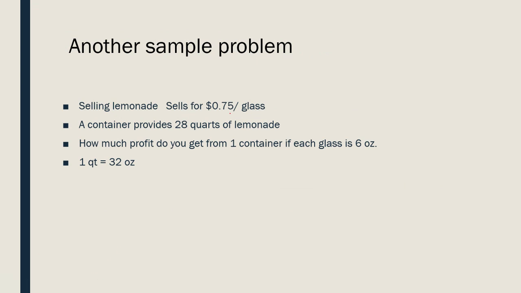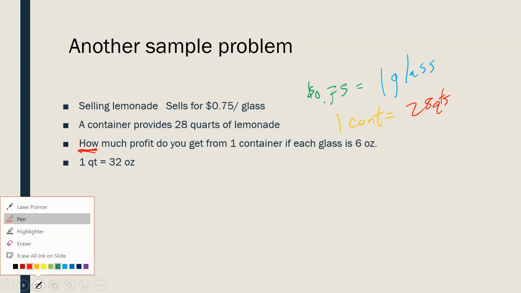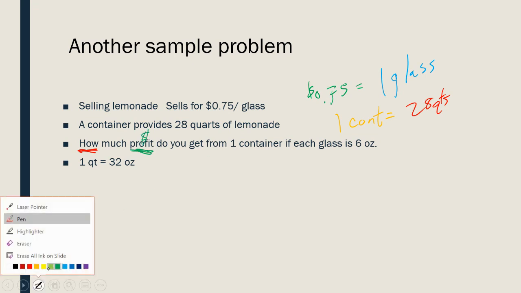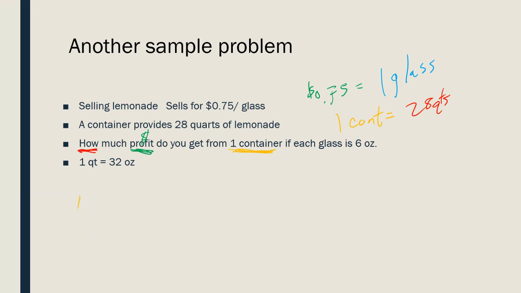So you're selling lemonade. It's 75 cents a glass. So that is 0.75 equals 1 glass. And then a container provides 28 quarts. So 1 container equals 28 quarts. And then how much profit do you get from 1 container? So remember, the how tells you both what you're looking for, profit, so we're looking for money, and then what to start with. The how statement will tell you what to start with. And so 1 container is where we start.